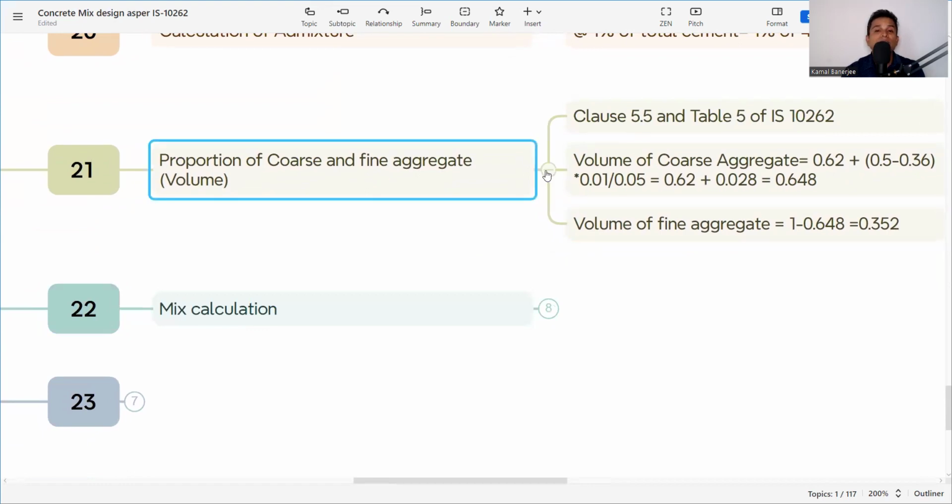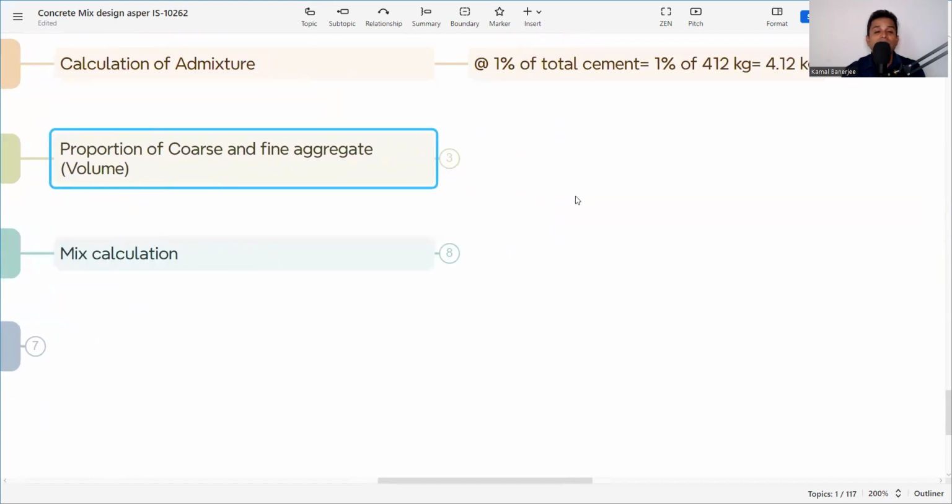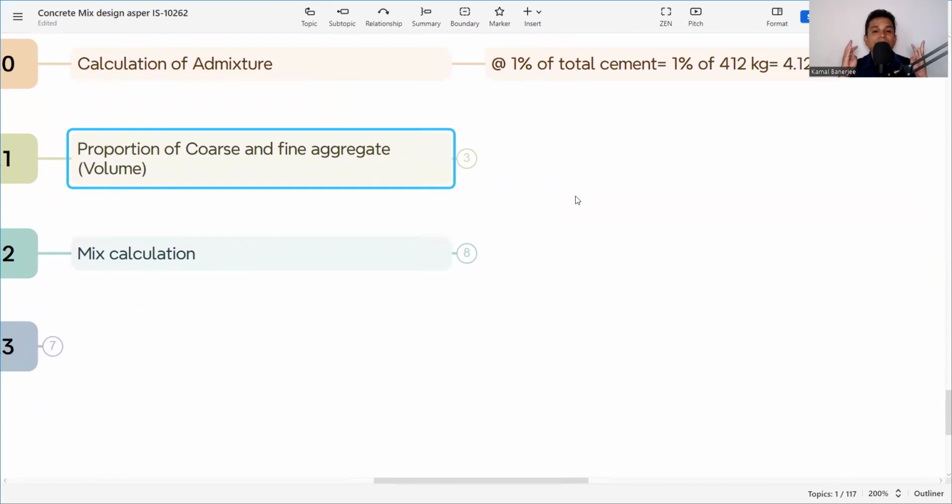For that, we need to calculate the mix volume. Why? Now we are getting cement, we are getting water, we are getting admixture, and we are getting the percentage for coarse and fine aggregate proportion in a mix, in a total quantity.